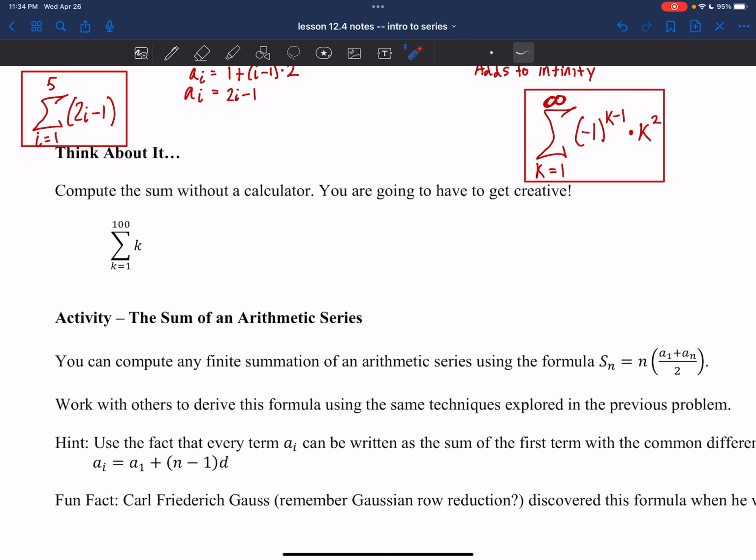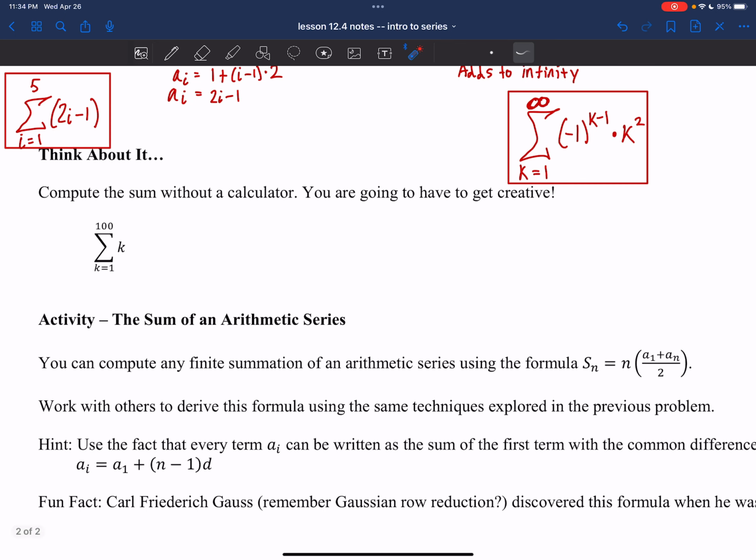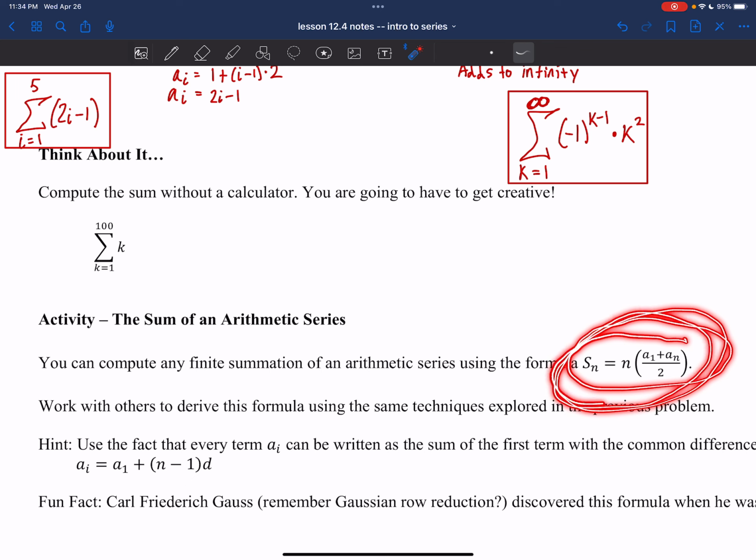And I doubt we'll actually have time with this on the day we do this, but the activity is you can derive this right here, which will tell you the sum, the partial sum of any arithmetic series, and I want you guys to prove that. But, if that doesn't happen today, it's fine, it's whatever.